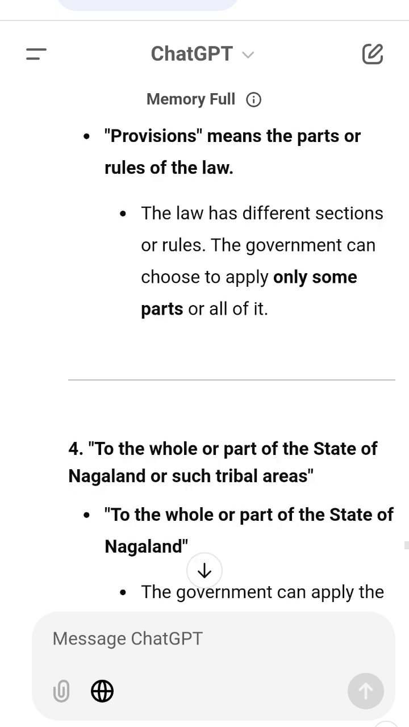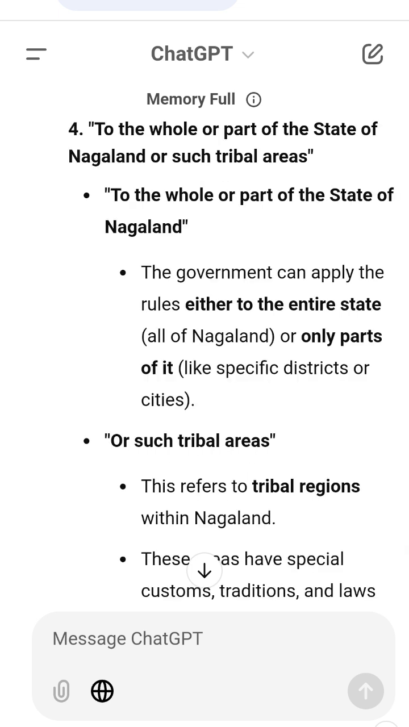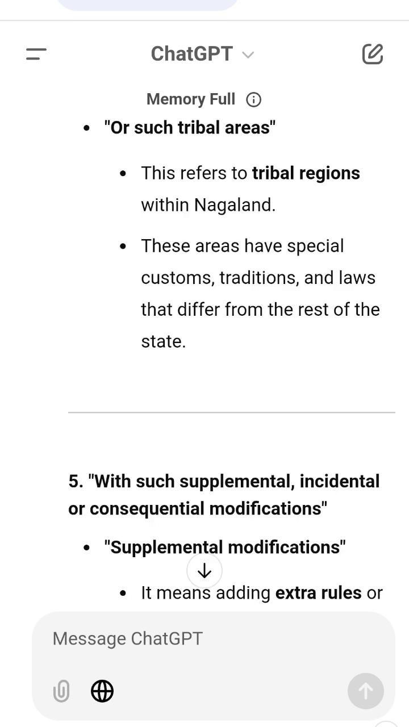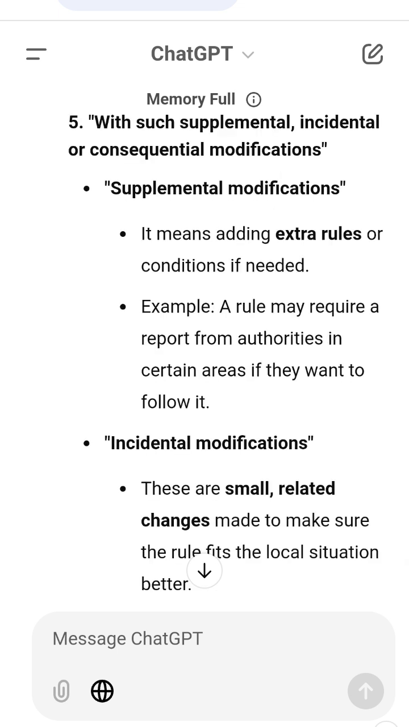Why does this happen in Nagaland and tribal areas? India respects its diverse cultures and traditions. Nagaland and tribal areas have their own special ways of life, languages, and customs. Applying the law directly might not always work for them. That's why their government is allowed to make changes before applying the law.